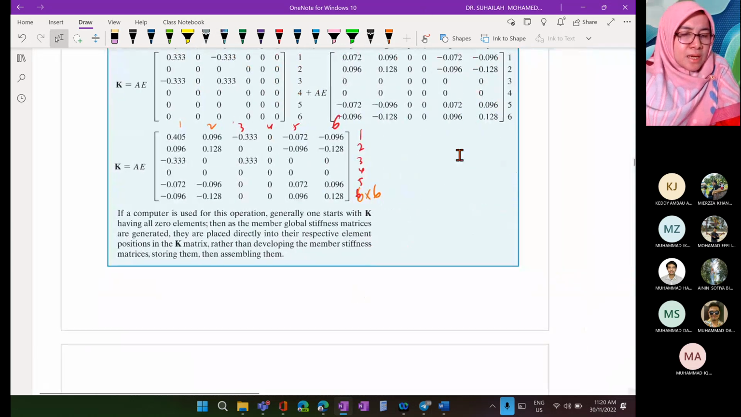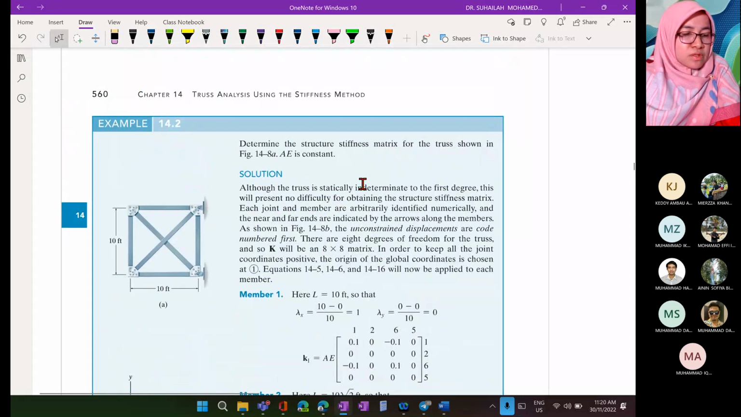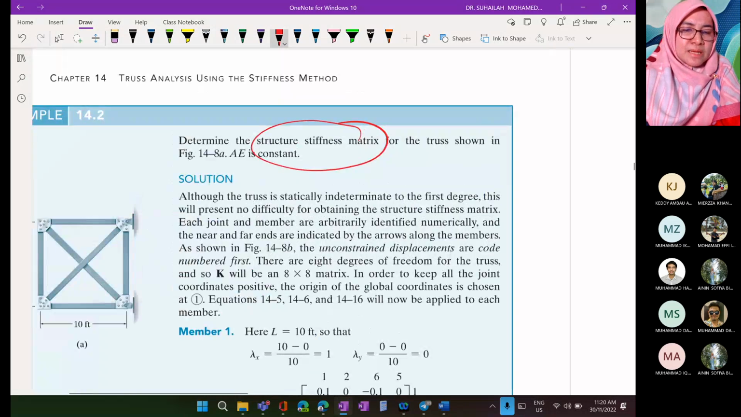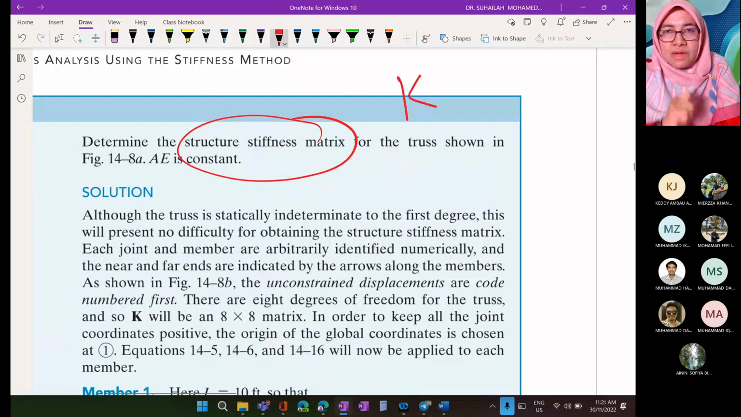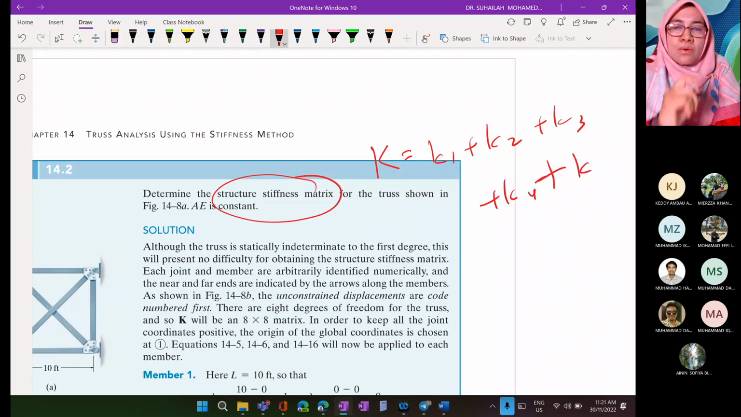Okay, we move to another example given here, 14.2. Determine the structure stiffness matrix. The structure stiffness matrix means capital K. So K actually comes from the combination of element stiffness matrices K1 plus K2 plus K3 plus K4 plus K5. Okay, we have to add all elements. Each element has its own matrices.